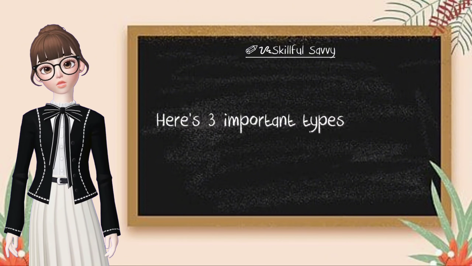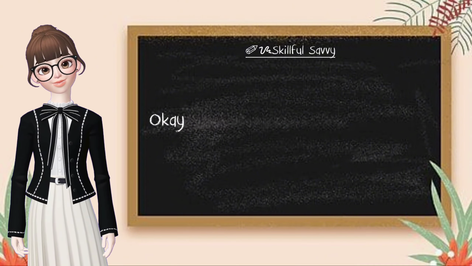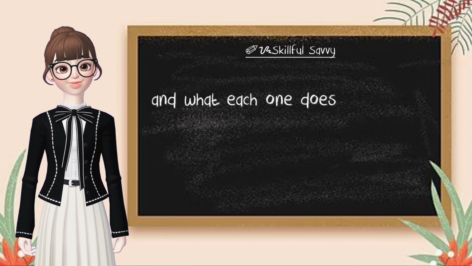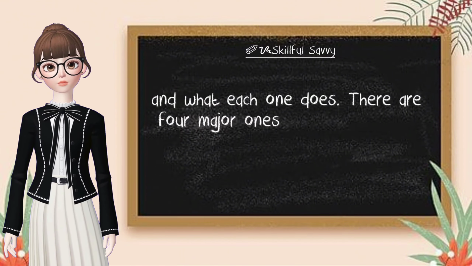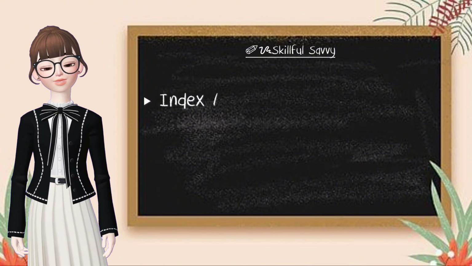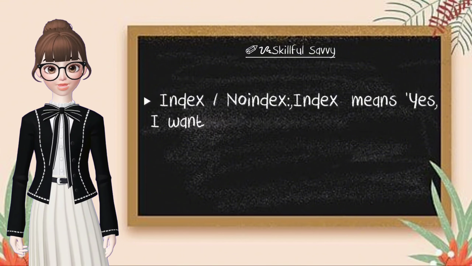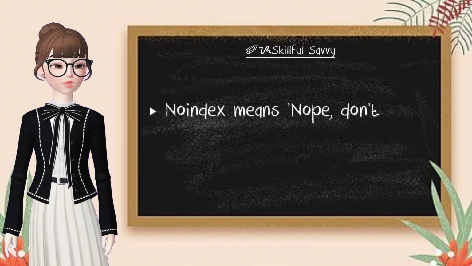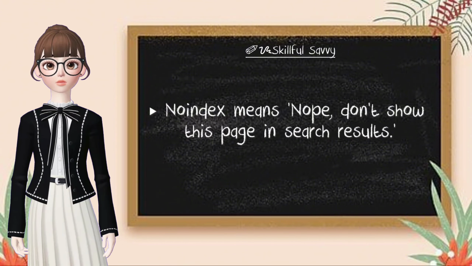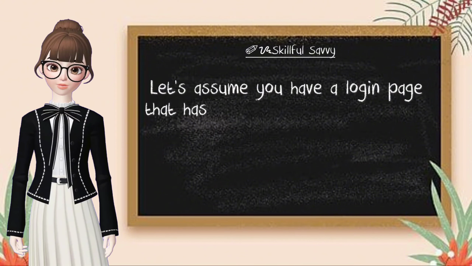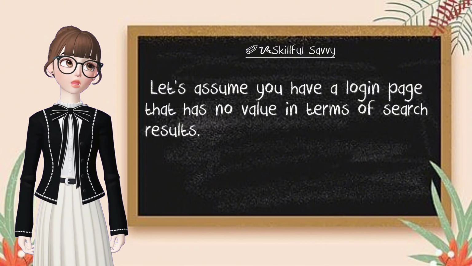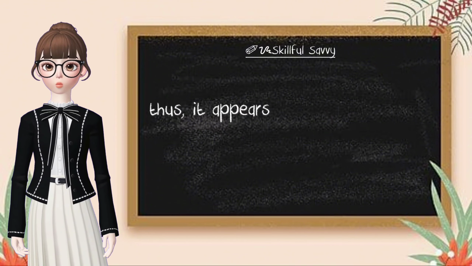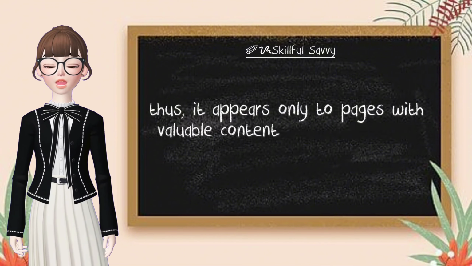Here are the important types of robot tags. Okay, so now let's discuss the types of robot tags and what each one does. There are 4 major ones you should know about. Index/noindex. Index means, yes, I want this page to appear in search results. Noindex means, nope, don't show this page in search results. Let's assume you have a login page that has no value in terms of search results. Noindex here keeps it hidden from search engines. Thus, search results show only pages with valuable content for your audience.